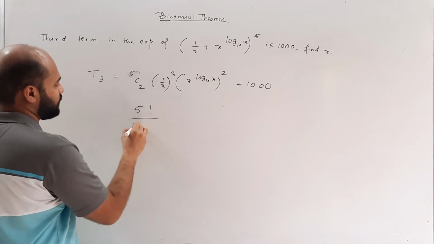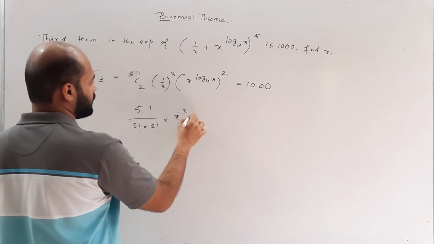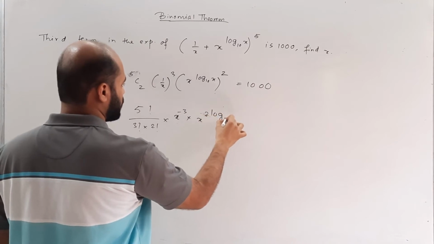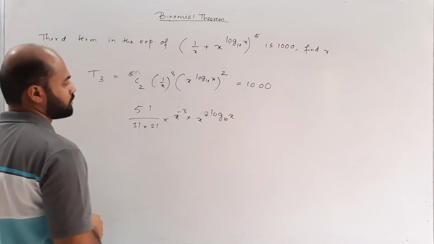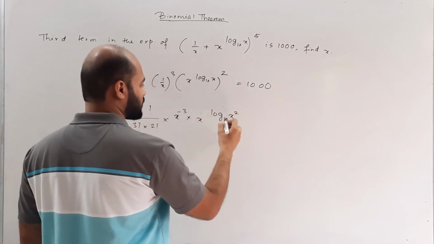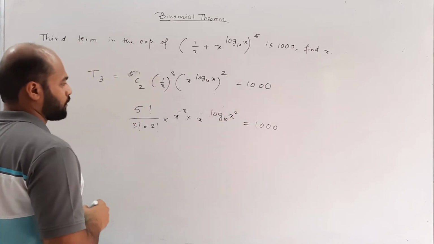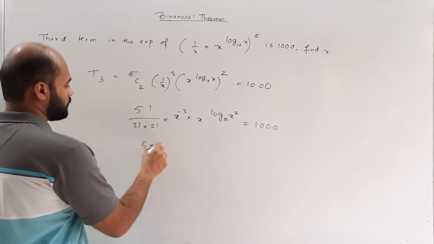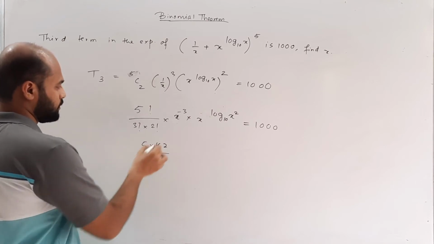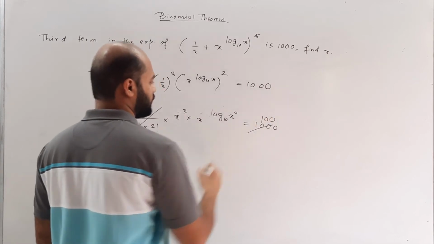So 5 factorial by 3 factorial into 2 factorial. This is x raised to minus 3. This is x square, and this is going to be 2 log to the base 10 x, which we can further write according to the properties of log. I can write this 2 as x square. This is equal to 1000. Now 5 factorial into 4 by 2 into 1, so this is coming as 10. Now this 10 and this is 1000, so I can write it as 100.